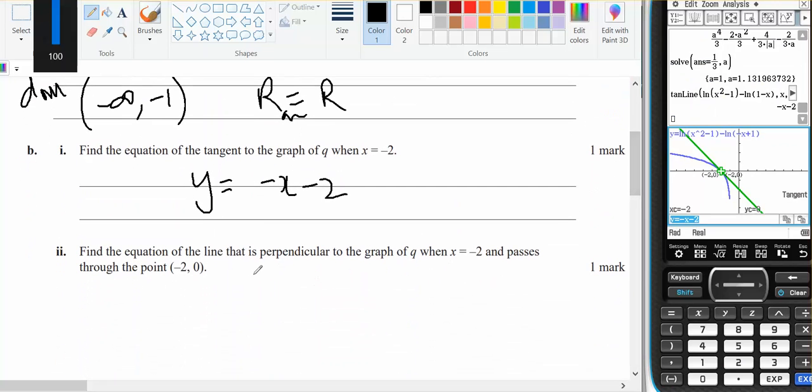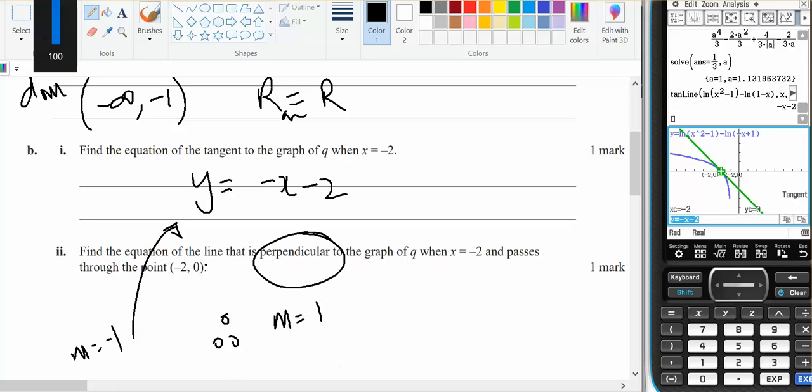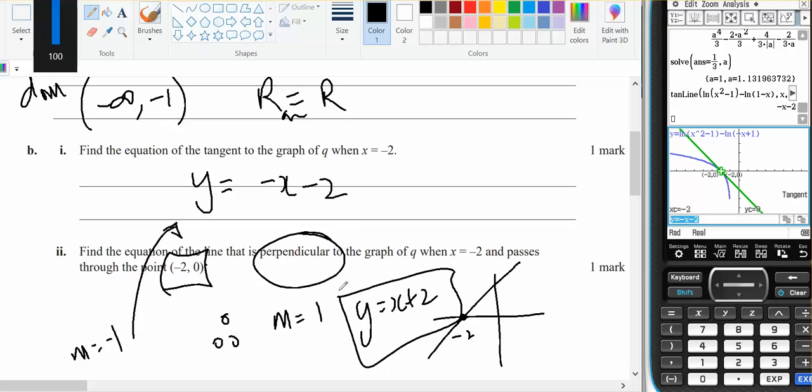Find the equation of the line that is perpendicular to the graph when x equals -2 and passes through this point. Okay, so I'm looking for perpendicular. The gradient of this is -1. Therefore, the gradient of my tangent is 1 and goes through this point here. Goes through at -2 and 0, gradient of 1. Therefore, I'm looking for y equals x plus 2 to be my answer.